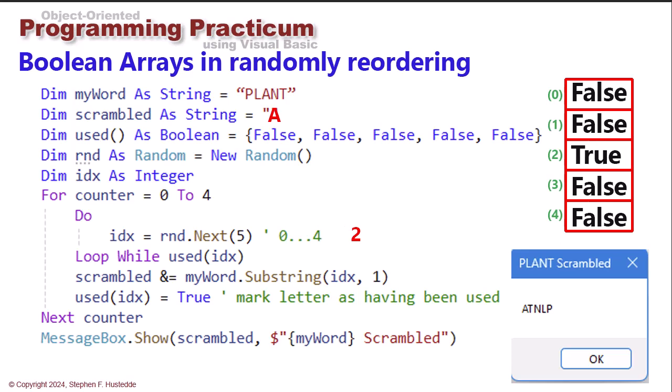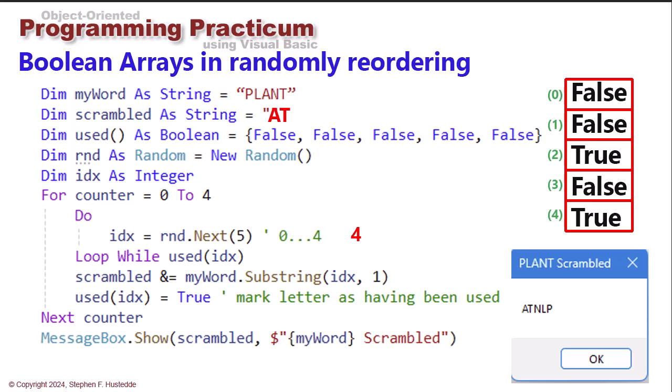Next counter. So now counter is 1. I'm going to get a second letter here. Again, my do loop. And this time I'm going to generate another number, and this time it's 4. So again, I'm going to look at used element 4. It's false, and so I'm going to move on outside of my loop. We're going to concatenate to scrambled myword.substring element 4 and taking one character, and now scrambled equals AT. I'm going to set my used element 4 to true.